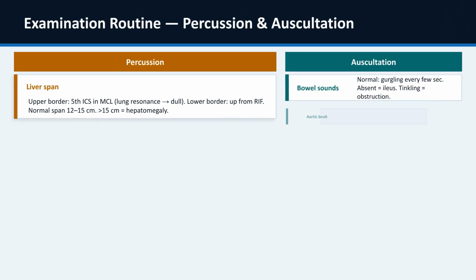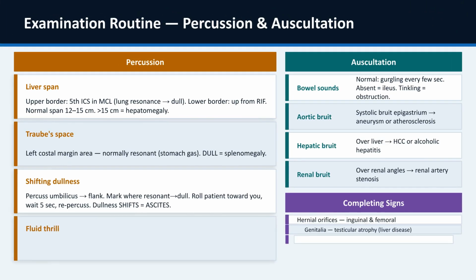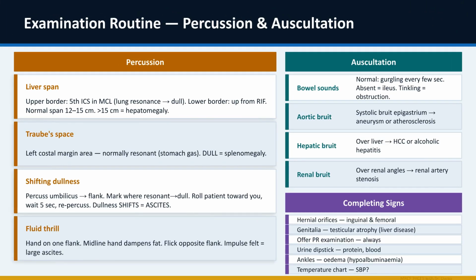Percussion and auscultation confirm your findings. Liver dullness. Percuss from the right lung resonance downward. The upper border of hepatic dullness is normally at the 5th intercostal space in the mid-clavicular line. Then from the right iliac fossa upward to find the lower border. Hepatomegaly: the liver is enlarged beyond the normal span of 12 to 15 centimeters.